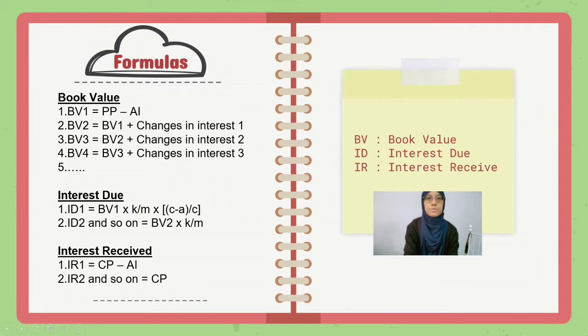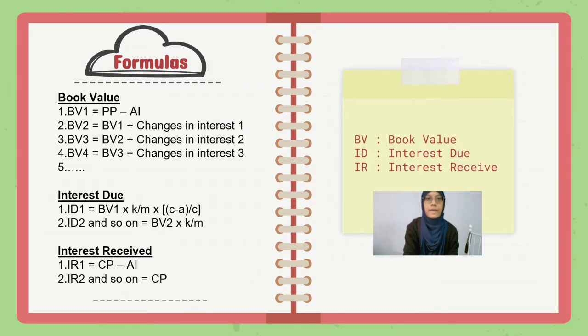Basically, you have to memorize the formulas because it is really important. Okay, so here the interest due, how to find interest due is actually you have to take the amount of BV1, which is the first book value, times it with K per M, and then times it with C minus A divided by C. So here our C is 90 and our A is 50, so we'll get 40 divided by 90.